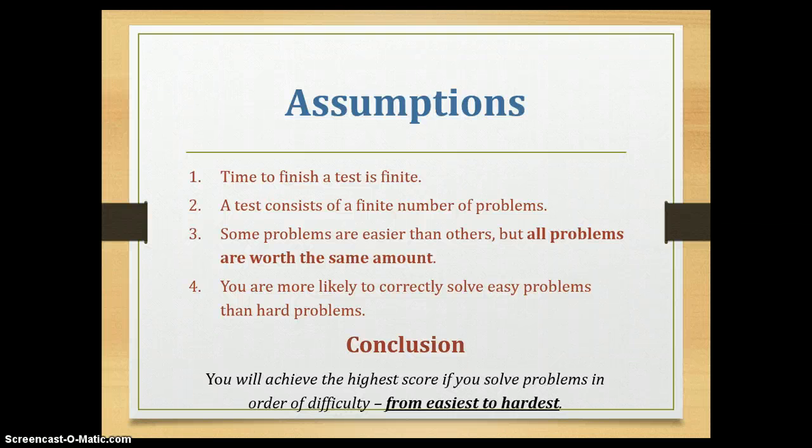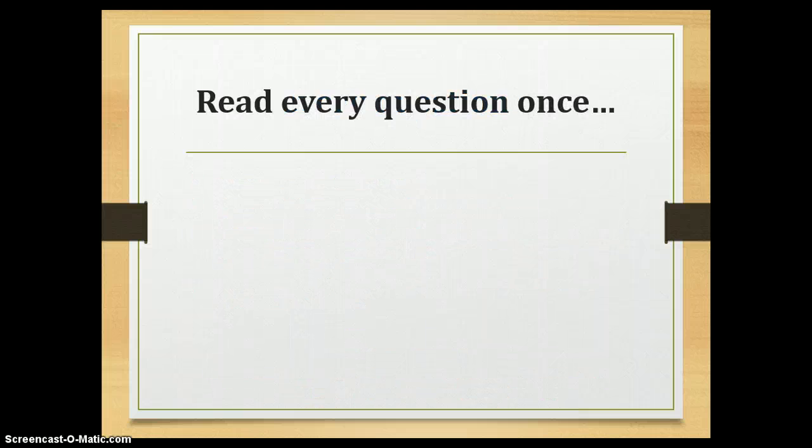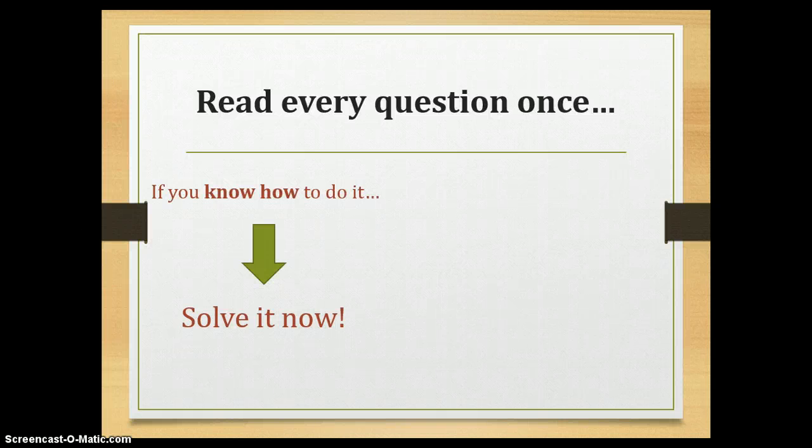So with that, we draw the conclusion that you will achieve the highest score if you solve problems in order of difficulty, from easiest to hardest, because we will solve more problems and hopefully get more problems correct. So in order to do this, when you take a test, you should read every question once. If you know how to do the problem, solve it now. Don't waste time thinking about it, just get started and solve it as quickly as you can.